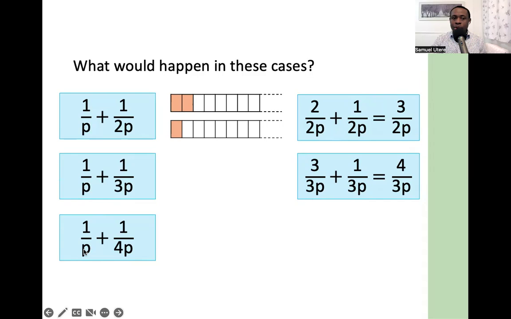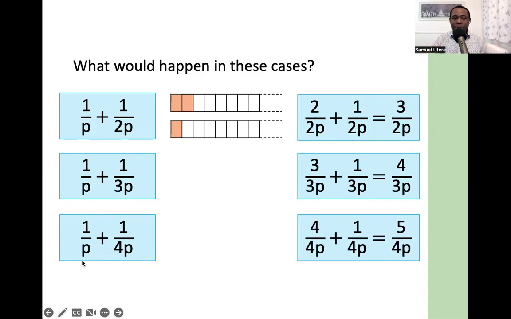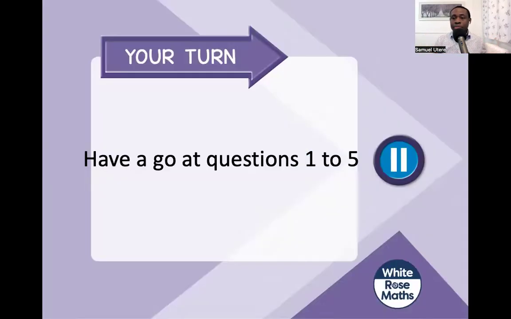What about this one? I think you spotted the pattern. We simply multiply by 4. So you multiply this by 4, you have to multiply that by 4 as well. We have 4 over 4p plus 1 over 4p. Of course, the denominators are equivalent, so you simply just add or subtract the numerators depending on what you're given to work with. It's now time for you to practice what you've learned, right?